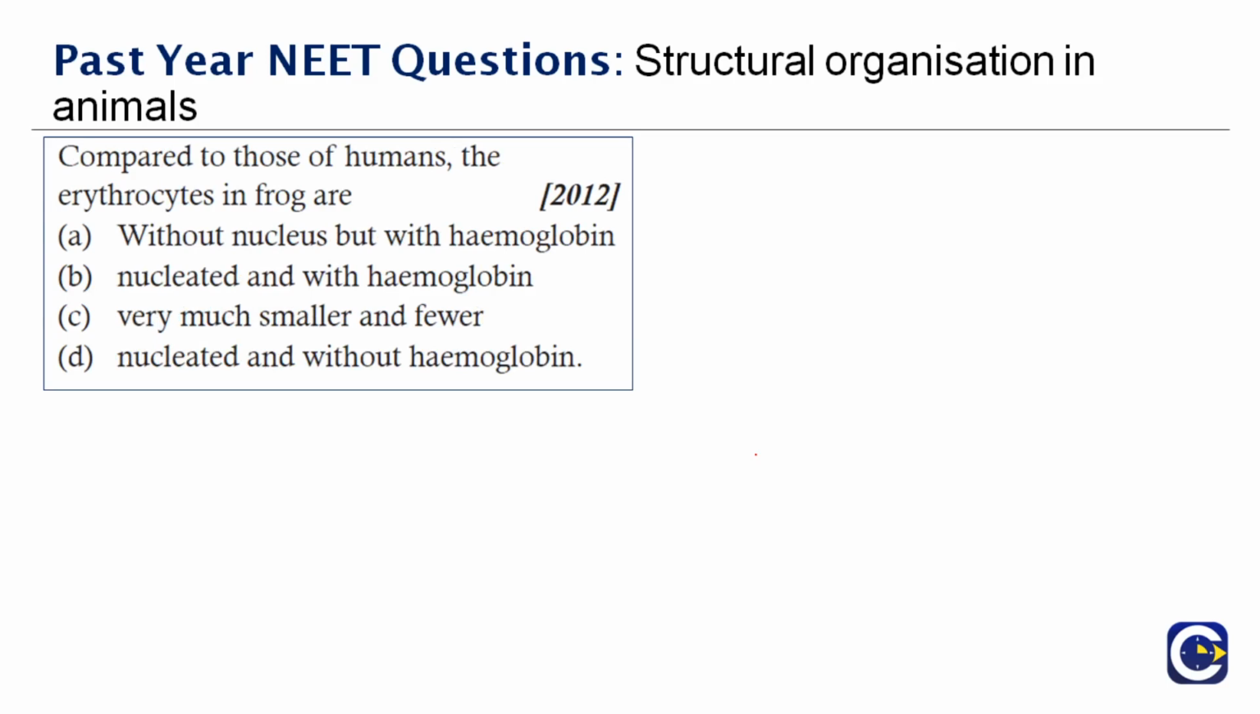Compared to those of humans, the erythrocytes in frogs are dash. This is again a very easy question. When you talk about the erythrocytes, or you can simply say RBC, in frogs, they are usually large, oval and biconvex nucleated cells with respiratory red pigment hemoglobin in the cytoplasm. So it is nucleated and also has hemoglobin. Therefore, the correct answer will be option B.